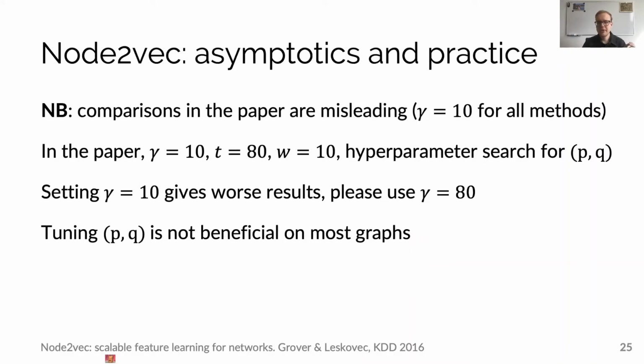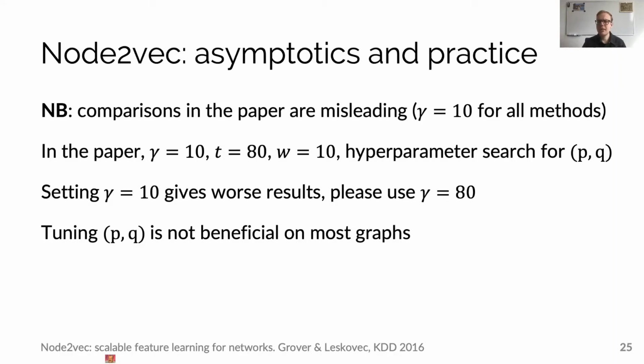The comparisons in the paper are actually misleading, so they use the lower number of walks per node for all methods, which brings DeepWalk down quite a bit. And they do hyperparameter search for P and Q combinations. In practice, though, if you are not concerned with beating other algorithms with the worst parameters for them, please use gamma equal 80. And I have observed that tuning P and Q is not really beneficial in most graphs.